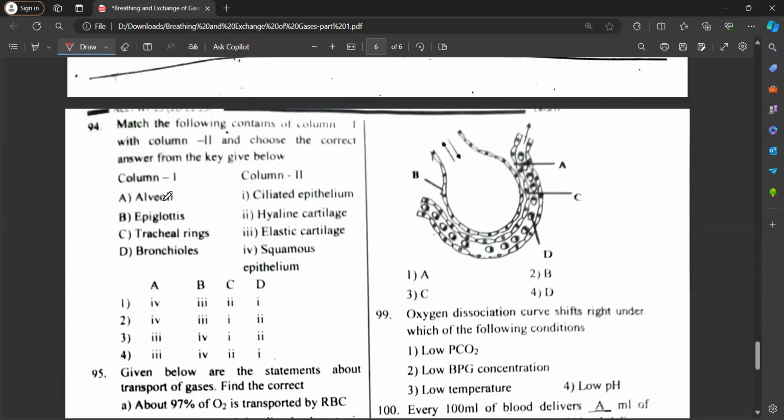Match the following. Alveoli is lined by which epithelium? Ciliated, hyaline, elastic, squamous. Yes, that is squamous epithelium. Epiglottis, elastic cartilage. Tracheal rings, hyaline cartilage, incomplete C-shaped rings. Bronchioles, ciliated epithelium. Therefore, the options are 4, 3, 2, 1. The first option is the correct one.